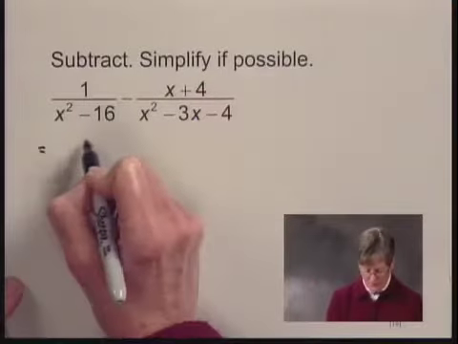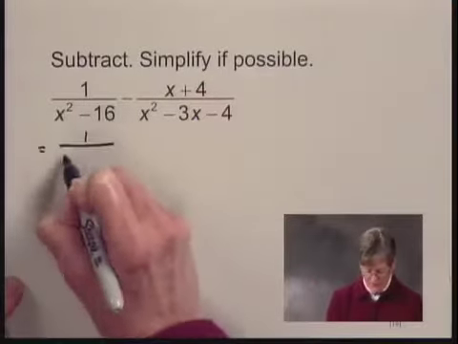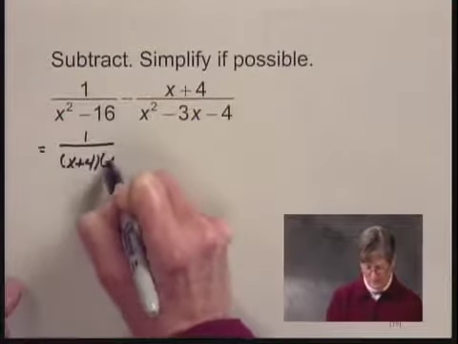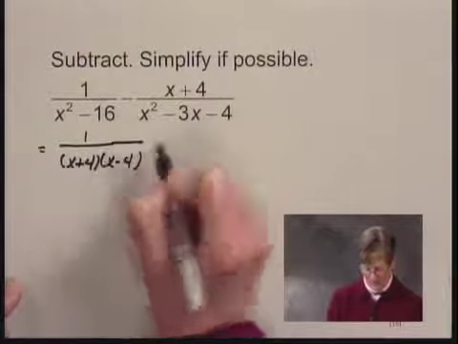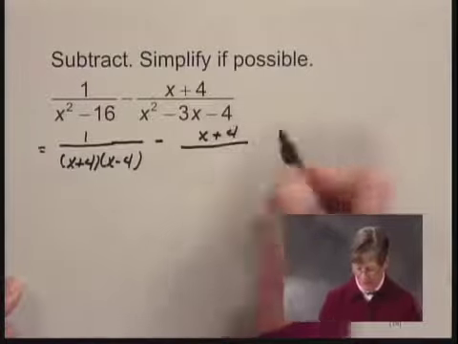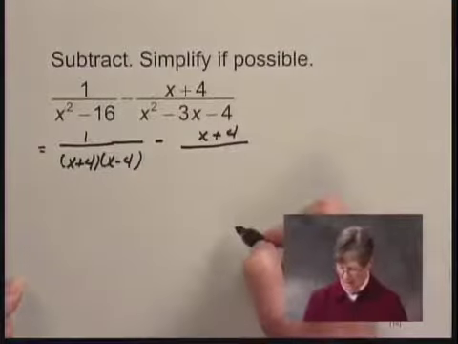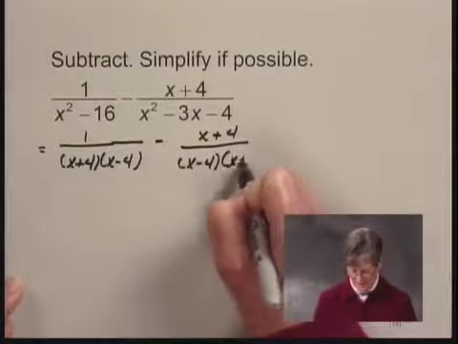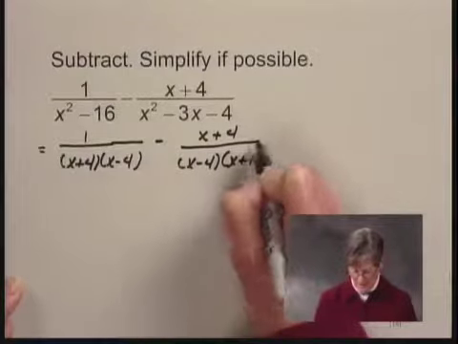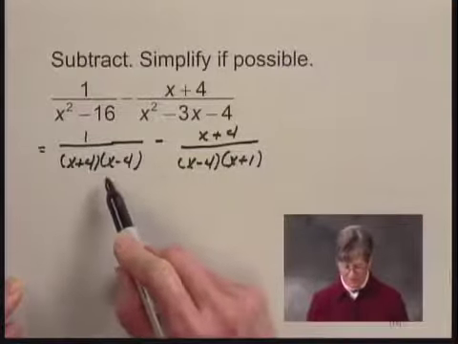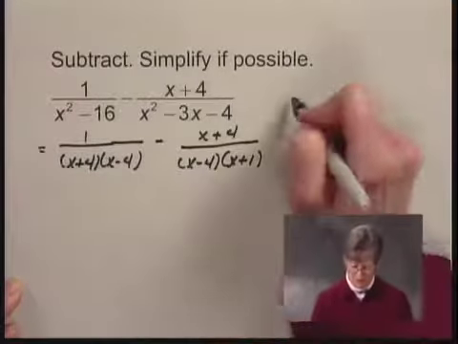form. So I'm going to write this as 1 over, factoring x squared minus 16, x plus 4 times x minus 4. And then I'll have x plus 4 over, and factoring this other denominator, I will have x minus 4 times x plus 1. Now we need to decide what the least common denominator is. It's the least common multiple of the denominators.